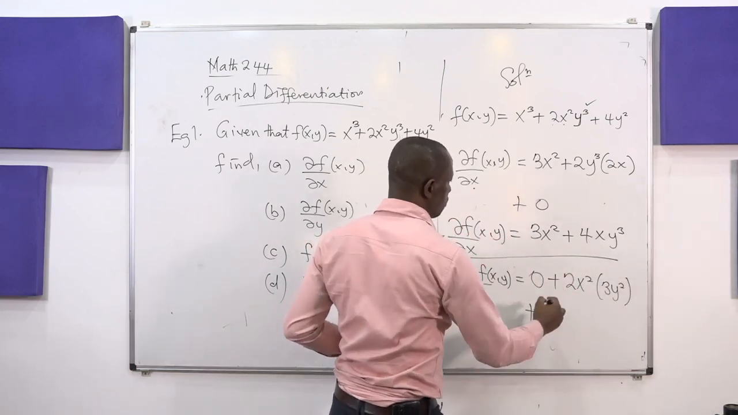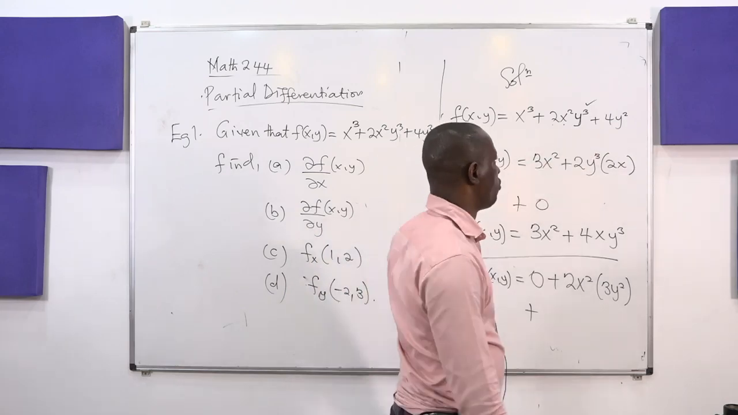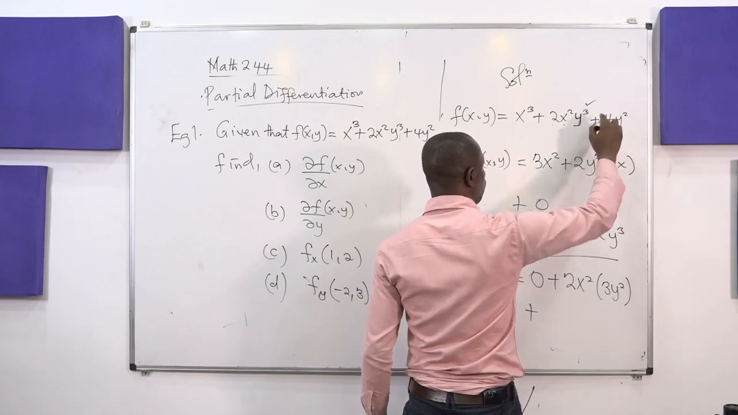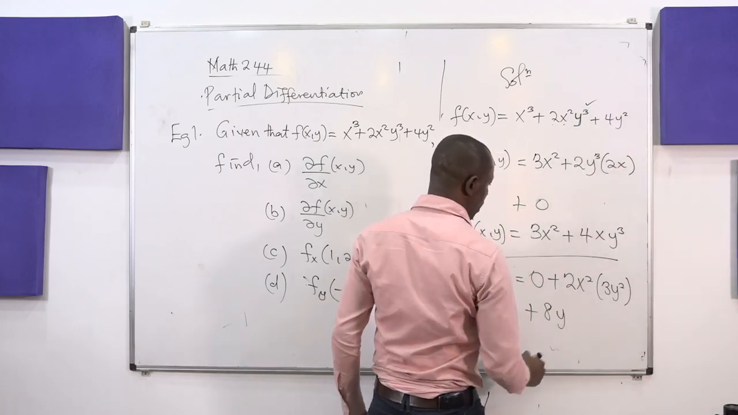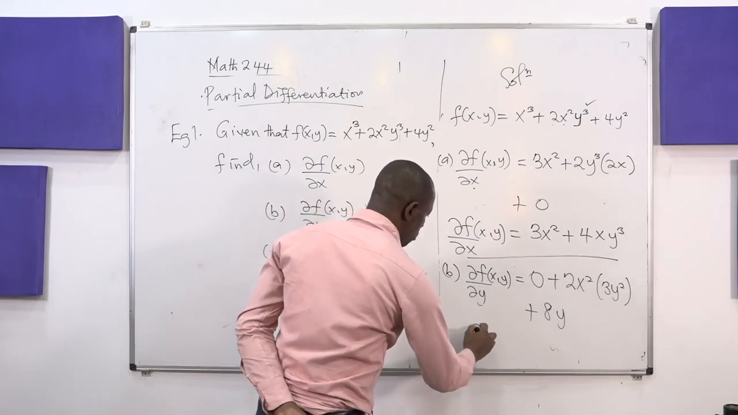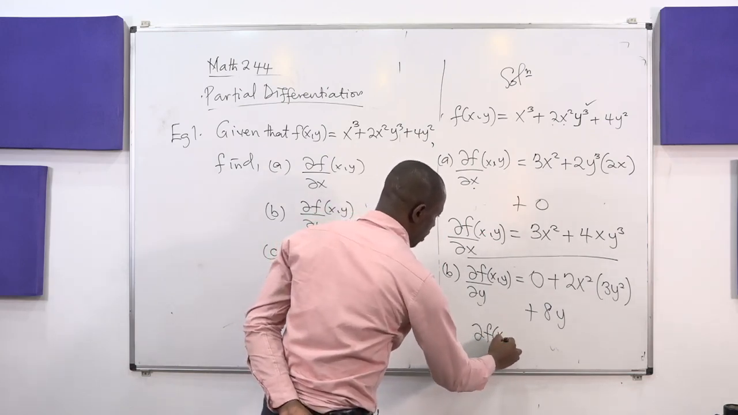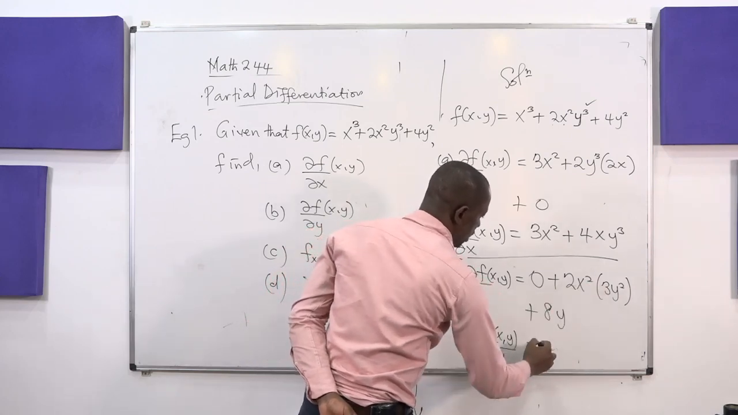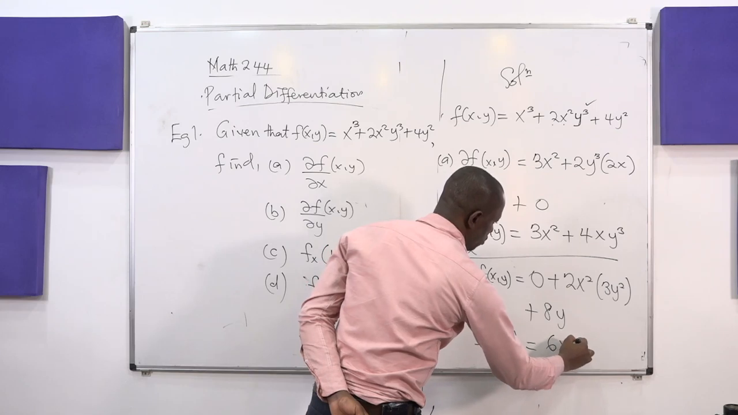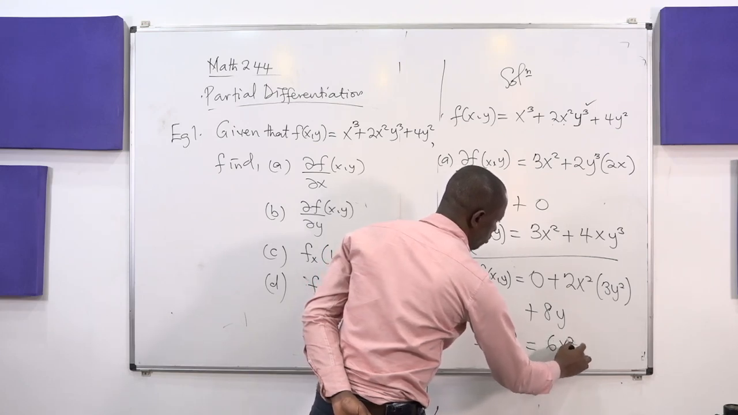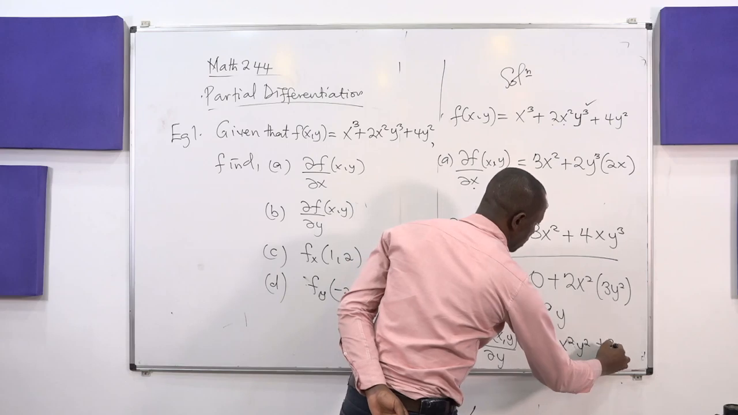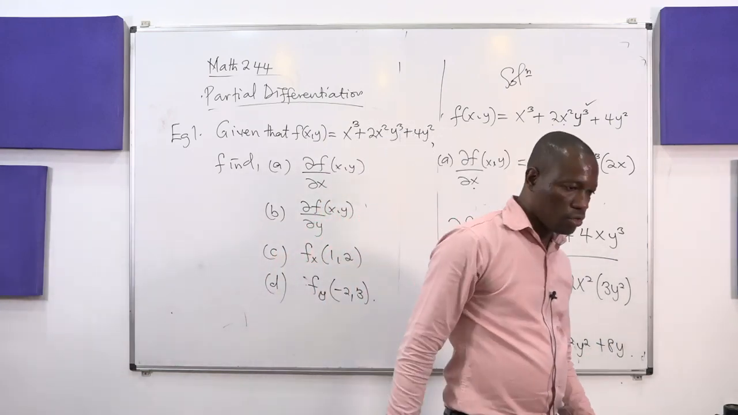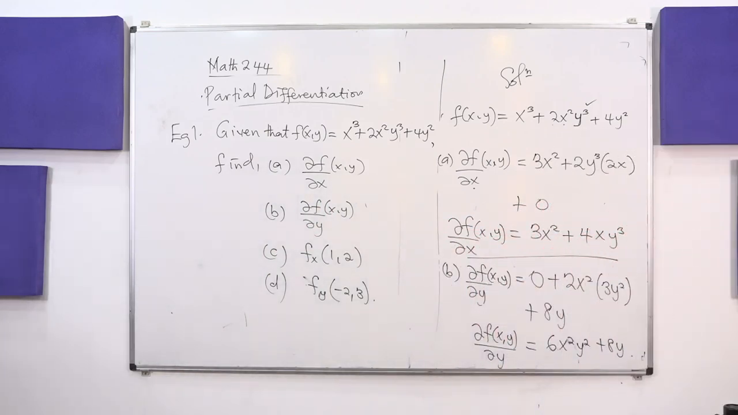Then plus, differentiating partially with respect to y, 4y squared: you bring the 2 down, and that will be 8y. So at the end, you get the partial of f with respect to y as 2 times 3, which is 6x squared y squared, plus 8y. That's the second one. Now let's go to the third one.